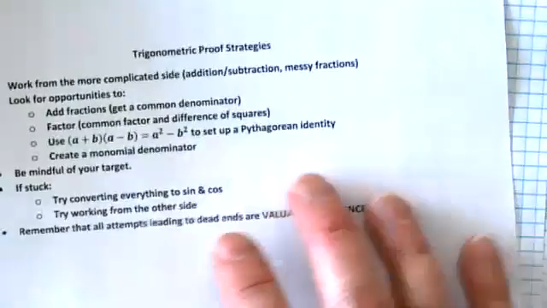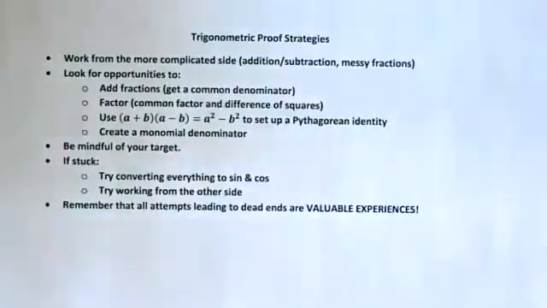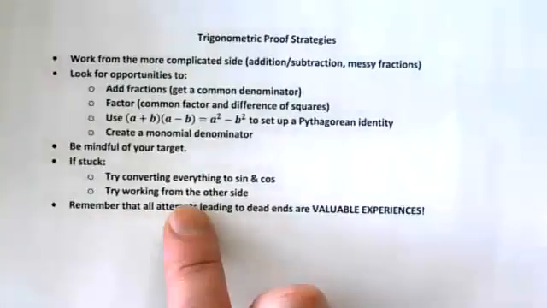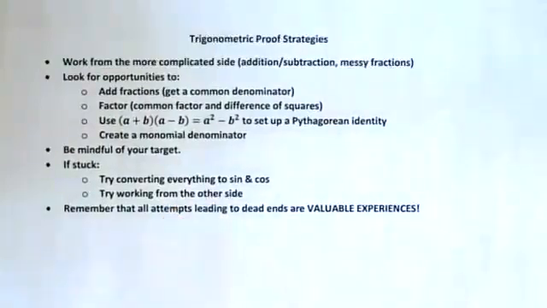And then a couple things to do if you get stuck. If I get stuck, one of the first things I'm going to look to do is turn the entire thing into sines and cosines. Everything can be turned into a sine or a cosine, right? Tangent is sine over cosine, cotangent is cosine over sine, secant is 1 over cosine, cosecant is 1 over sine. So try doing that. Another way is to try working the other side, and we'll see an example today where we'll kind of work both sides and sort of meet in the middle and then piece those two things together to make a viable proof.